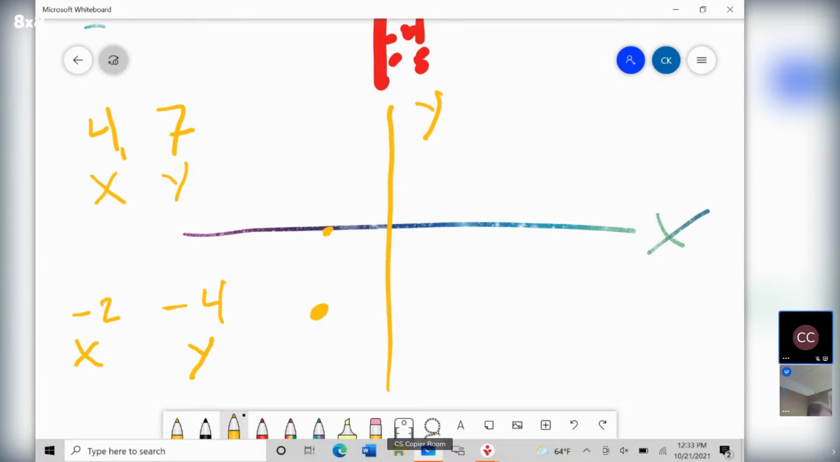We'll do some more on this tomorrow, but I will post some practice where you're just basically plotting the numbers based on the ordered pair. So if you get like 4 and 9, those are two positive numbers. Remember, that's going to be up in this right-hand quadrant. And just remember, first number always goes on X, second number always goes on Y.